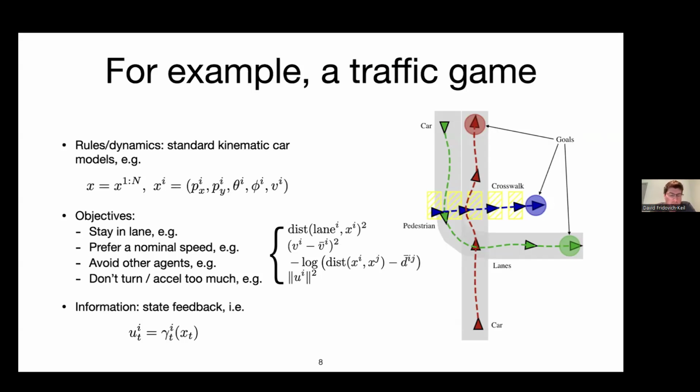Here I've just said, maybe you could imagine that players don't want to deviate too far from their lane centers, that they want to respect the speed limit, they want to not get too close to other agents, that kind of stuff. And then as far as specifying information, what I've written here is that player i's decision at time t, that's u_i^t, is some function gamma of the full state x_t, meaning player i at time t knows that he's going to get to see the entire state of the game, where every other player is at that time. So that'd be called a state feedback structure.